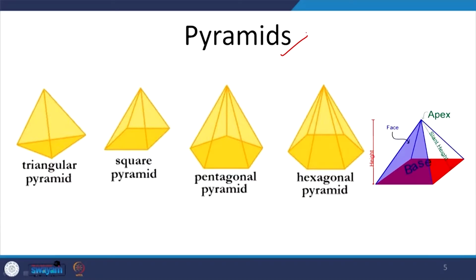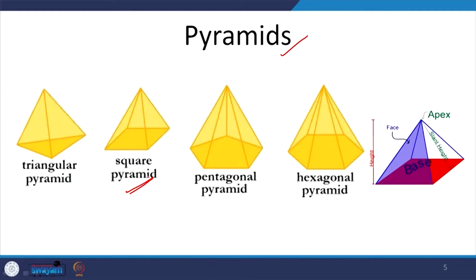The next set of solids that we have, which is also commonly used, is the pyramids. If you have heard of the pyramids of Egypt, then you have a certain idea of what a pyramid is. But a pyramid is not just a square base pyramid. What you must have seen in pictures of Egyptian pyramids is that they are all square pyramids. So they have a square base and then they have a top point, a single point, which is called the apex.